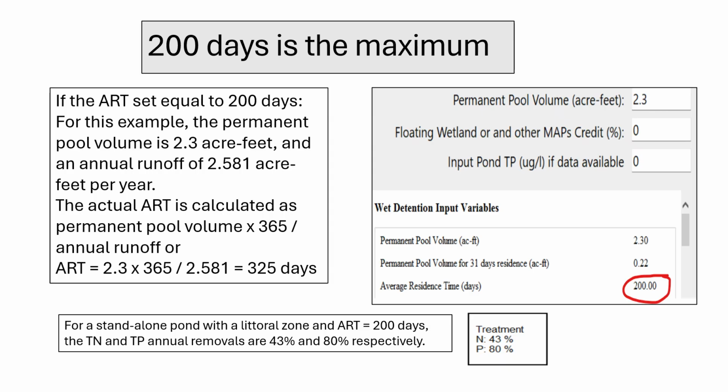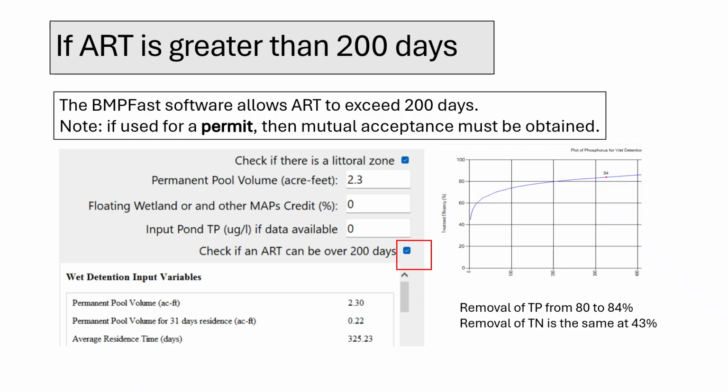It's important to note, however, that in some specific cases, especially for older best management practices under certain Basin Management Action Plans, or BMAP programs, an ART greater than 200 days may still be allowed for calculation purposes. Under certain circumstances, or when research on performance is needed, an average retention time, or ART, greater than 200 days may be allowed. The BMPFast software specifically allows for these extended ARTs by providing an option to generate removal calculations for these scenarios. It's important to note that if these calculations are to be used for a permit, mutual acceptance of this extended ART must first be obtained.